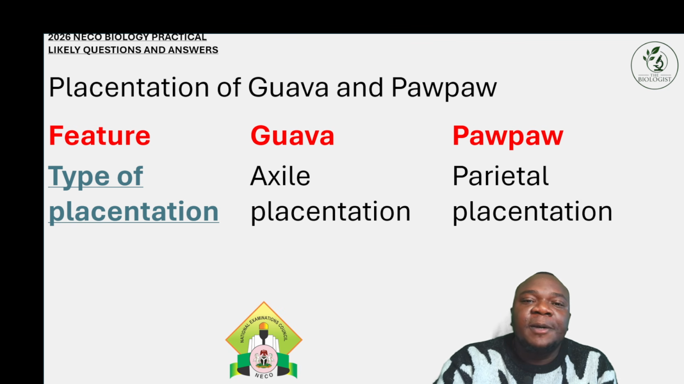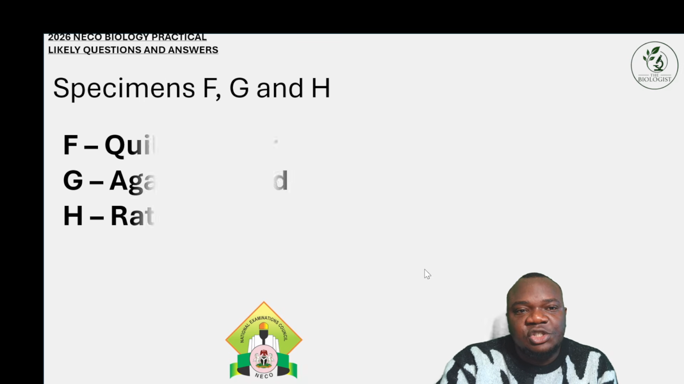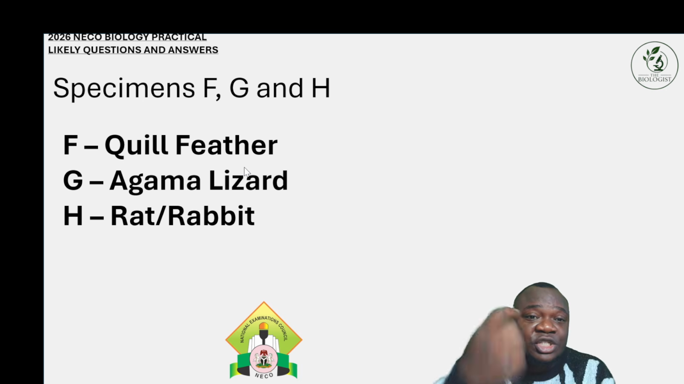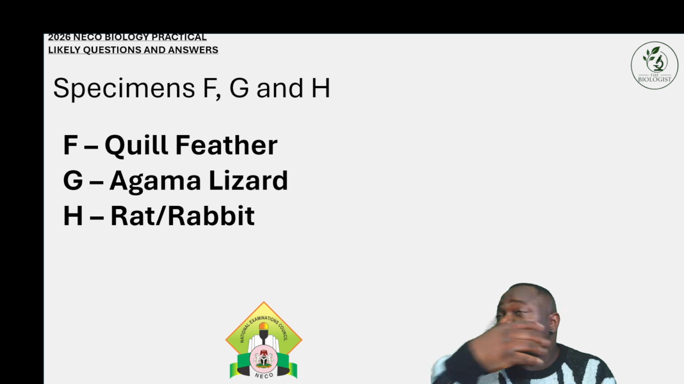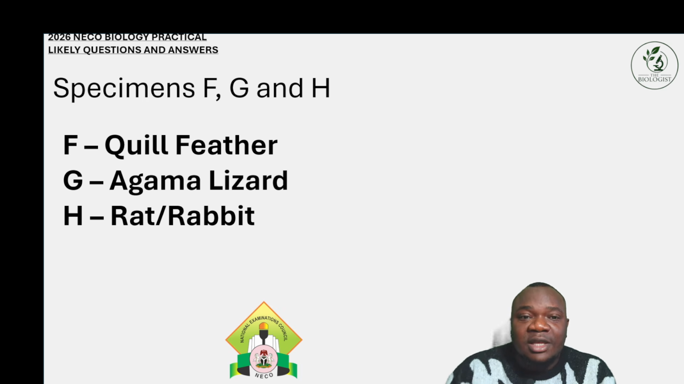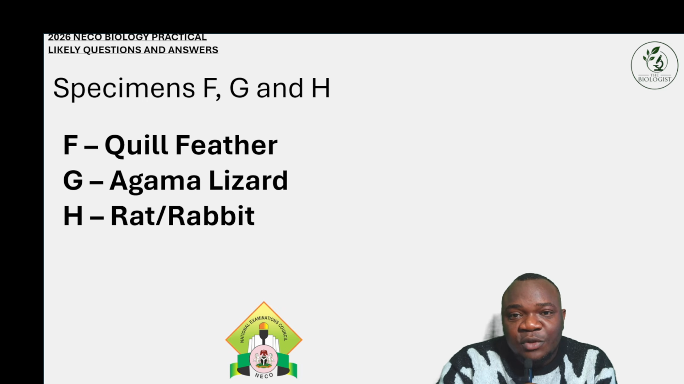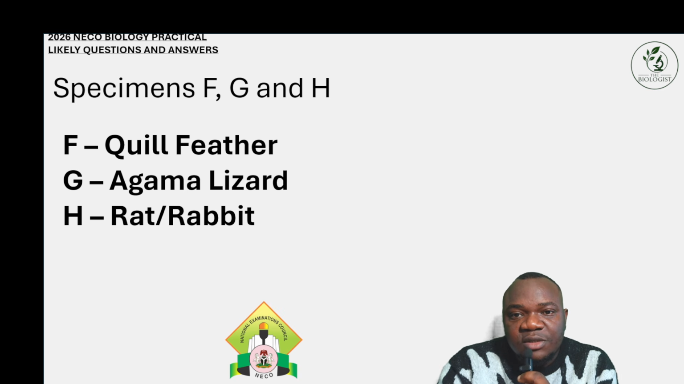Okay, so for the next one, specimens F, G, and H. F is a quill feather, G is an Agama lizard, and H is a rat or rabbit. Rat or rabbit, they almost look alike in terms of structure. That's the reason why, if you're not very careful, you find it very difficult to differentiate between a rat and a rabbit. So it's very important to take note of that.